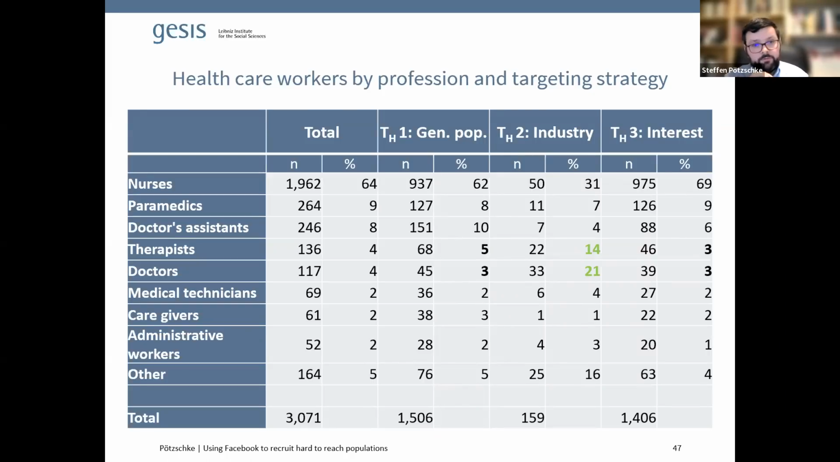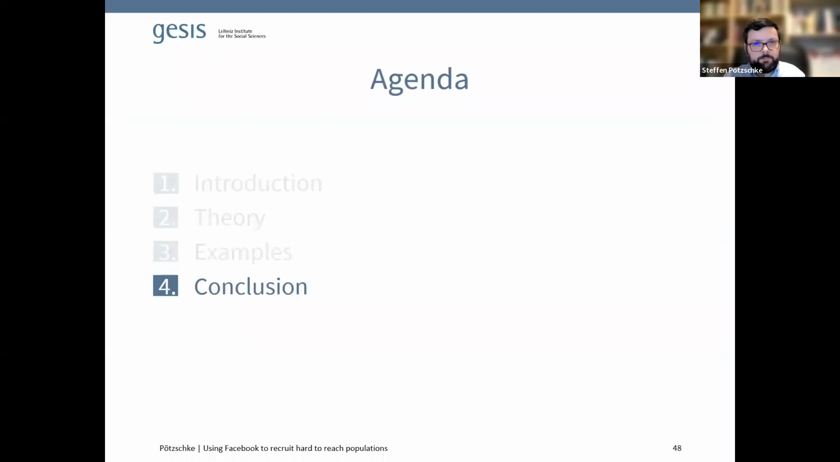So again, the key here is think about what you want to achieve, and it is always a good idea to test your strategy, to adjust it, and if need be, to reach your research goal, to maybe also shift the budget accordingly so that you can reach specific quotas if you have them in mind.